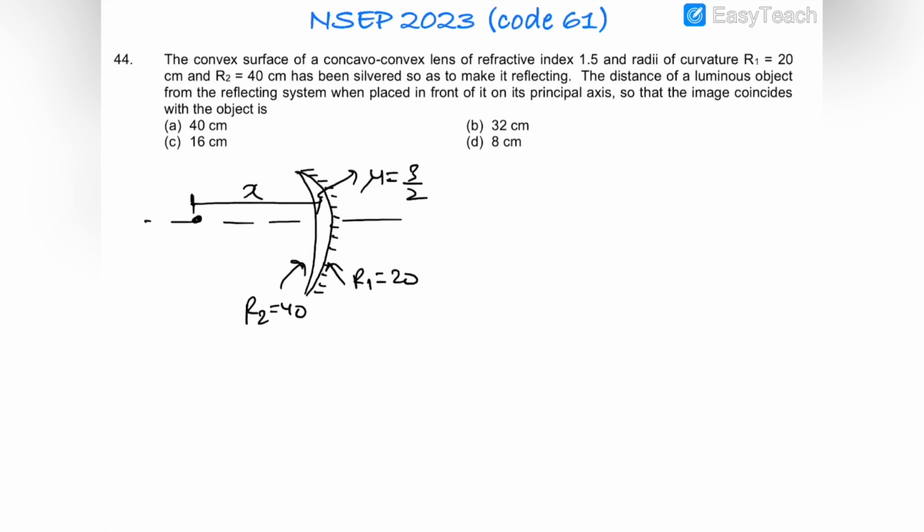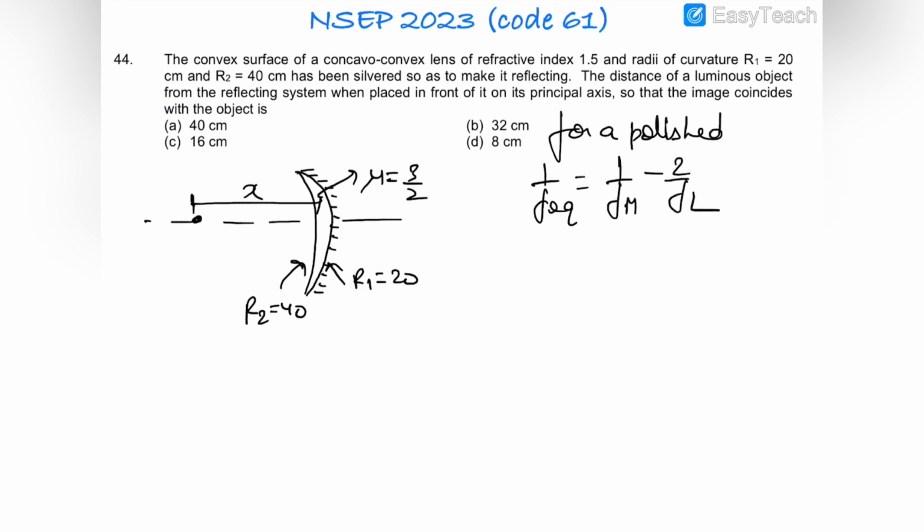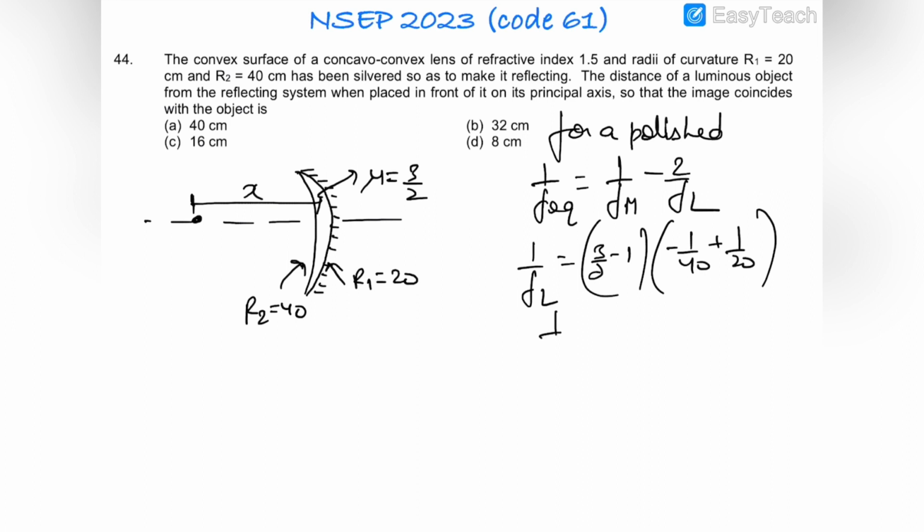We know that for a polished lens the equivalent focal length formula is 1 by fm minus 2 by fl. Now we know that 1 by fl is equal to 3 by 2 minus 1 into minus 1 by 40 plus 1 by 20. Okay, so this 1 by fl is 1 by 2 into 1 by 40. So 1 by fl is equal to 1 by 80.